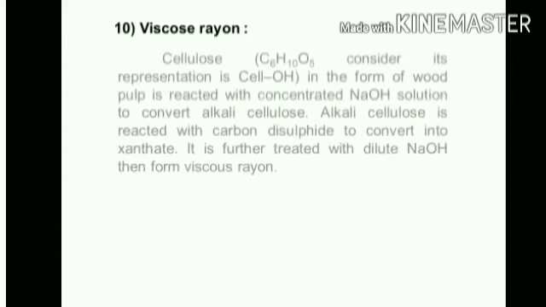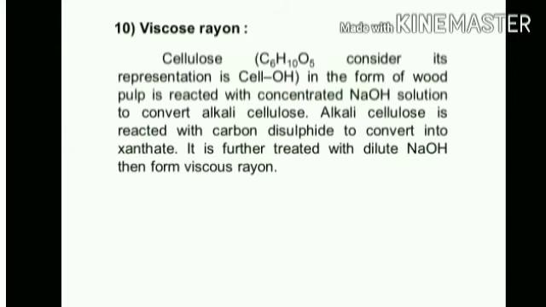Next, viscose rayon. Cellulose having formula C6H10O5, consider its representation as CelOH, in the form of wood. Wood pulp is reacted with concentrated sodium hydroxide solution to convert it to alkali cellulose, and alkali cellulose is reacted with carbon disulfide to convert it into xanthate. It is further treated with dilute sodium hydroxide, which forms viscose rayon.